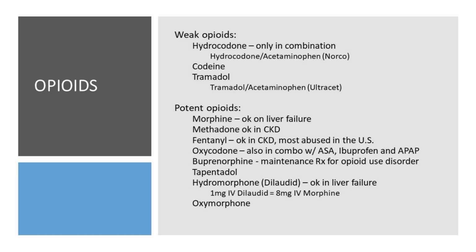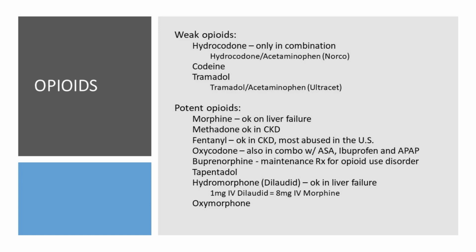From the potent opioids, we have morphine. You can give morphine in liver failure patients. We have methadone, which can also be safely given in patients with CKD. Fentanyl can also be safely given in patients with CKD, and by the way, it is the most abused opioid in the United States. Oxycodone can be found in combinations with aspirin, ibuprofen, and APAP stands for acetaminophen here on the slide. Buprenorphine is most commonly used for maintenance treatment for opioid use disorder, but can be used as an opioid for acute pain.